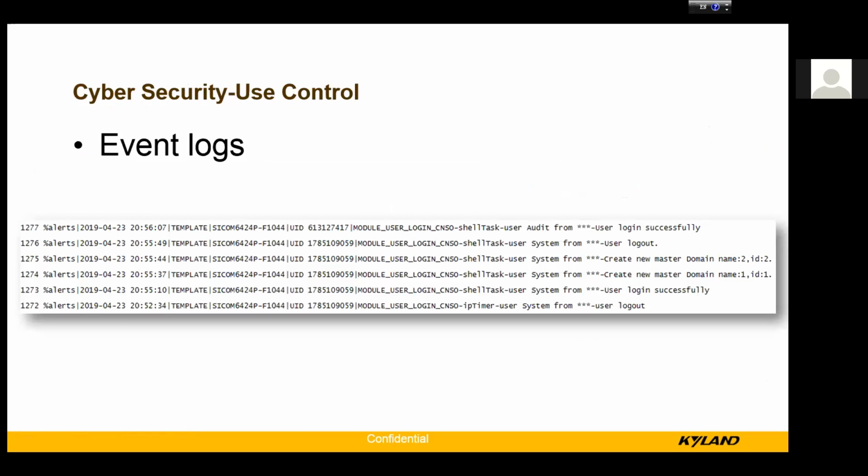Next, it is the event logs. You can see this is the event log from our KYLAND switch, and the information is very complete. You can see this is the log level, and this is the time, this is the switch name, this is the switch type, and also the log details. All the modifications on the configurations will be saved in the log information. You can see here someone creates a new master domain name and ID, which will be saved here.